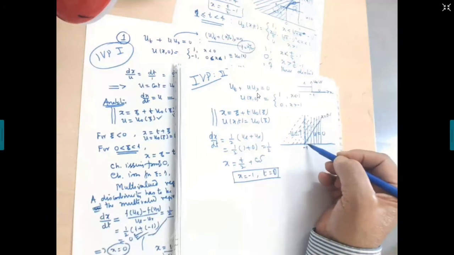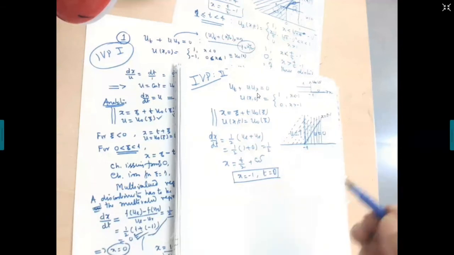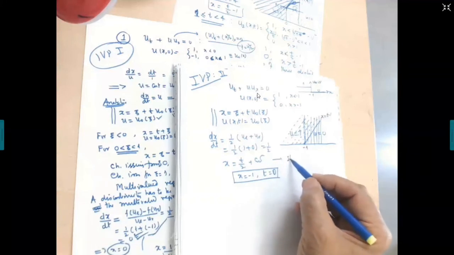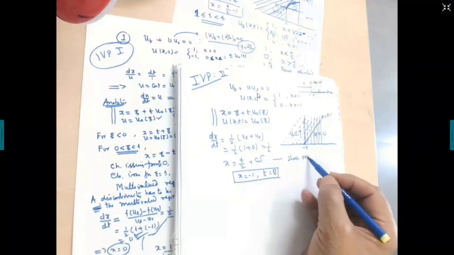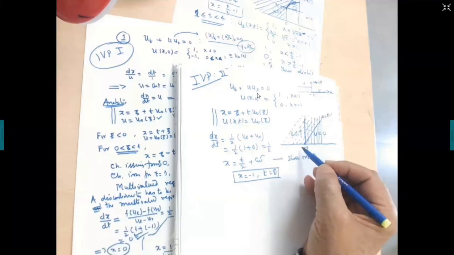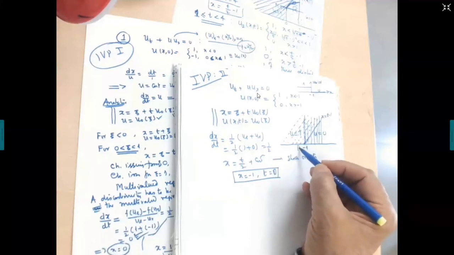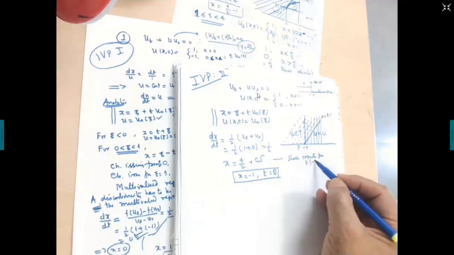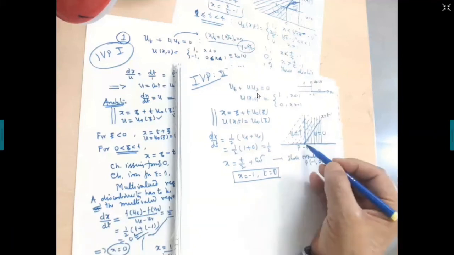at this point, x is equal to minus 1. So the shock originates from this point. Let me call this point P. Is that right? Originates from P. Coordinates are minus 1, 0.